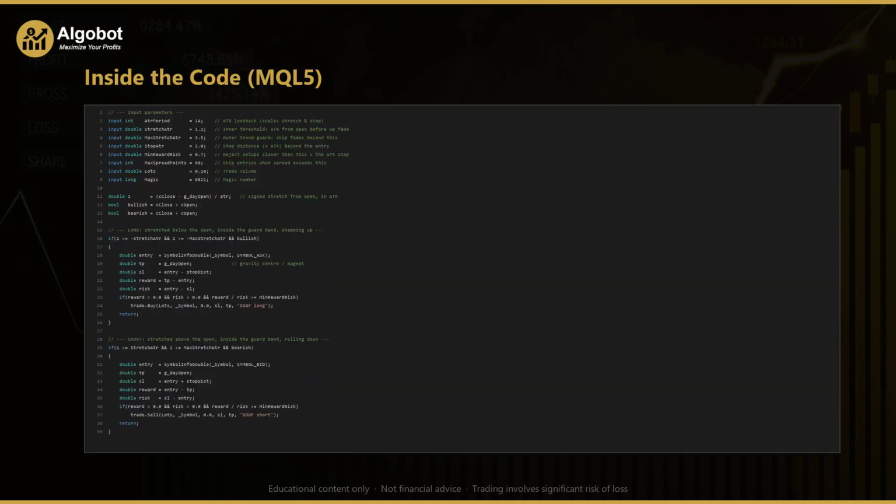Let's read through the code as it appears in MetaEditor. At the top are the input parameters you can adjust.